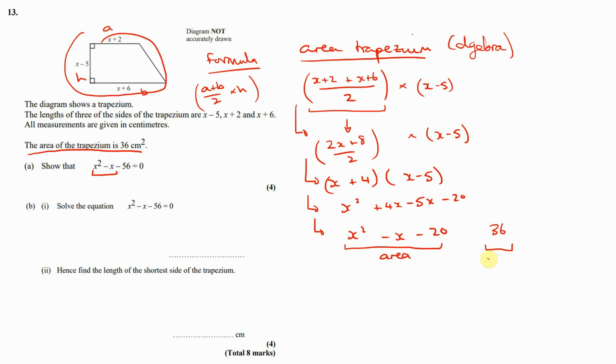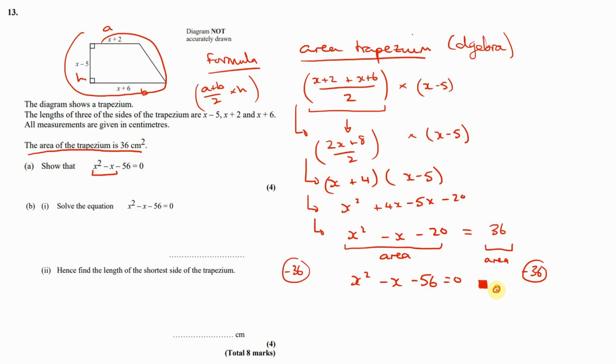And we also know 36 is the area. So they must equal each other because they're both the area. So then if I take 36 from both sides, I'm going to get, well, minus 20 take away 36 is minus 56. And can you see? I've got exactly the same thing. And when we've finished to show that question, you put a little box and colour it in.